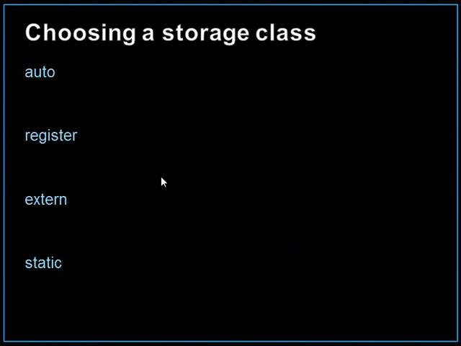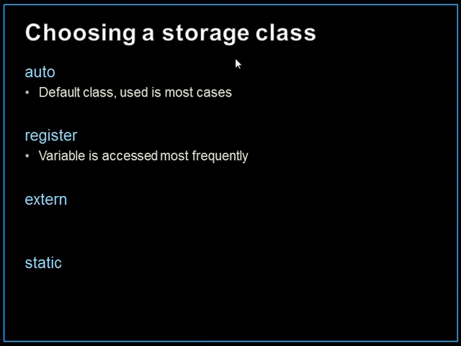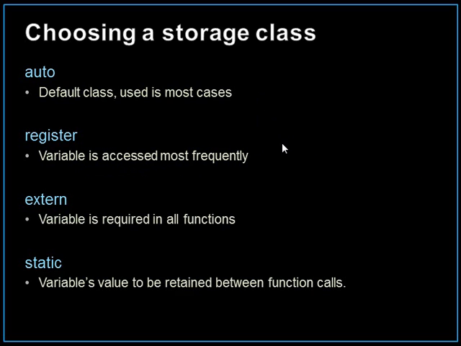Now you have a choice of choosing a storage class. When do you choose auto, register, external or static? Auto is the default class and is used in most cases. You use register when the variable is accessed most frequently, right, to reduce the access time. External if it is required in the whole program, required by all functions of your program. Static when the variable's value is to be retained between function calls.